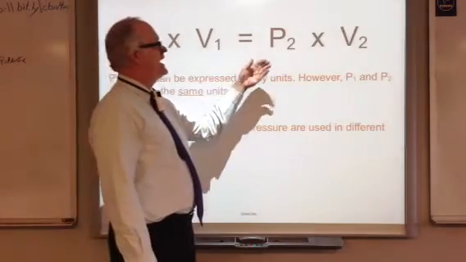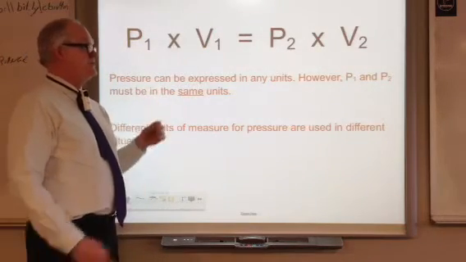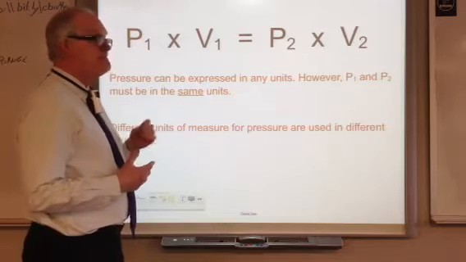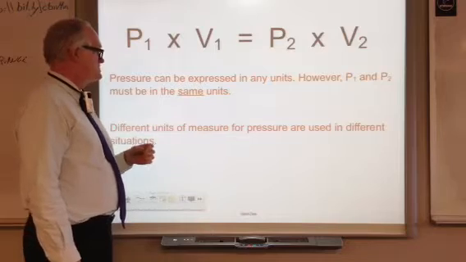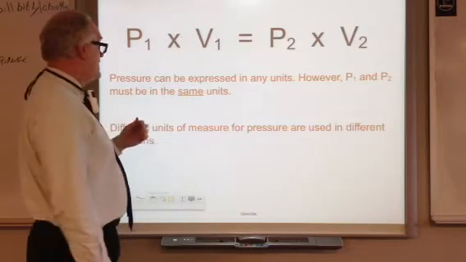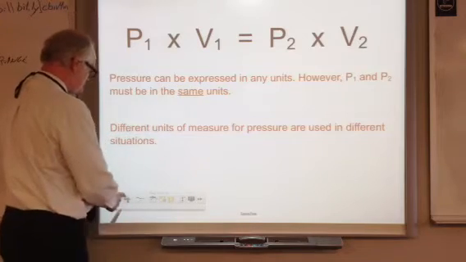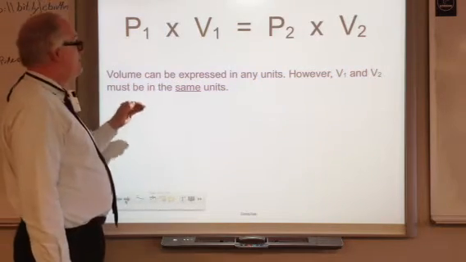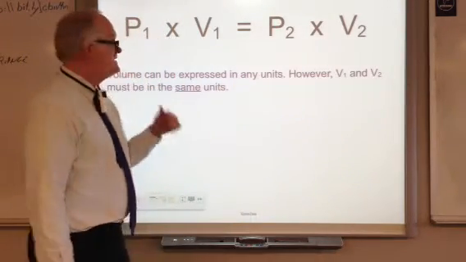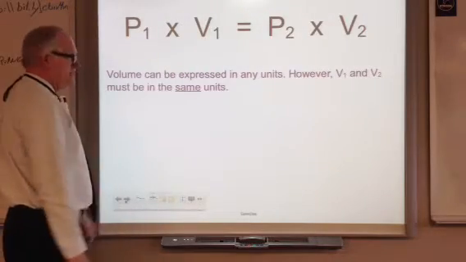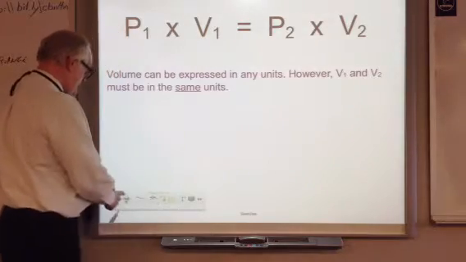Okay, here's our expression again. What about units of measure? Well, pressure can be expressed in any units of measure that are normally used for pressure, but P1 and P2 have to be in the same units of measure. And we're going to find out that there are lots of different units of measure used for pressure in different situations. Same deal with volume. Volume can be expressed in any units of volume, but V1 and V2 have to be in the same units of volume. And for us, that's usually going to be milliliters or liters. But it could be any unit of volume.